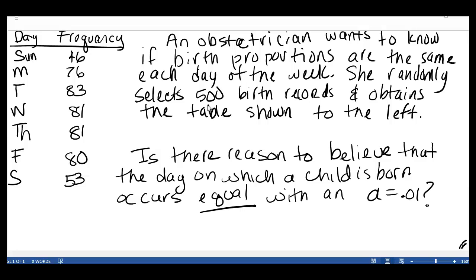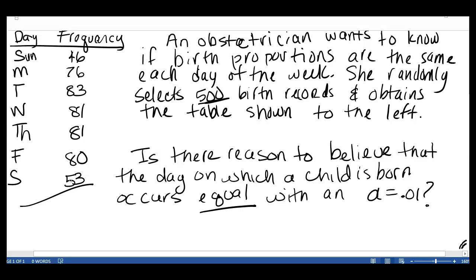Okay, so we're going to conduct a goodness of fit test. An obstetrician wants to know whether the proportions of children born on each day of the week are the same. She randomly selects 500 birth records and obtains this table shown to the left.